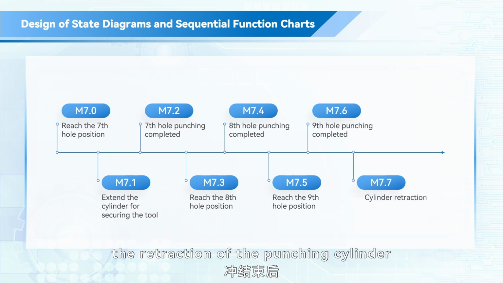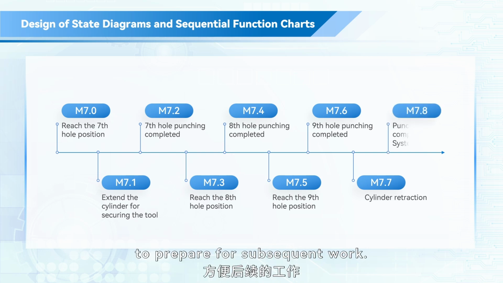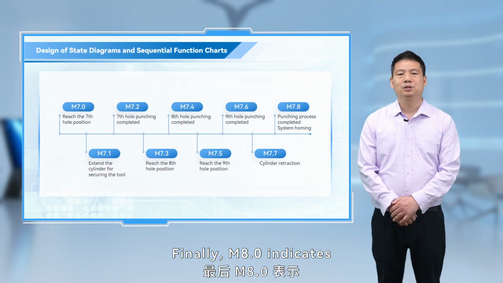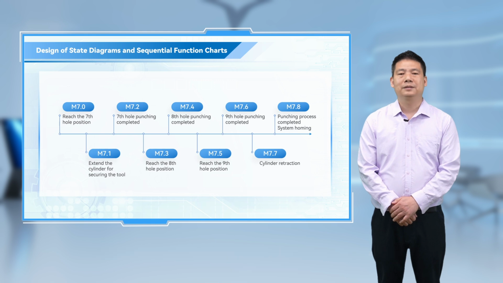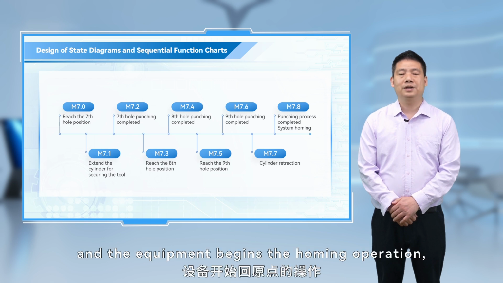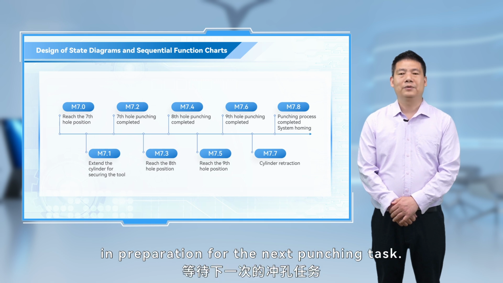M7.7 indicates the retraction of the punching cylinder after all holes are completed, which retracts the cylinder to prepare for subsequent work. Finally, M8.0 indicates that the entire punching process has ended, and the equipment begins the homing operation, returning the system to its initial state in preparation for the next punching task.